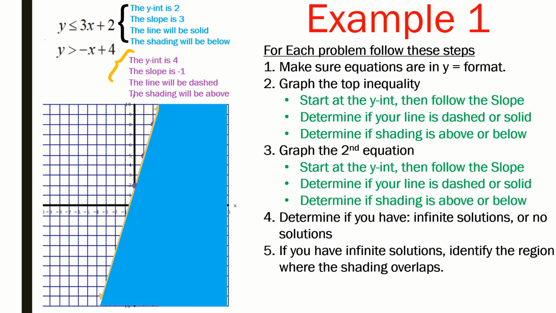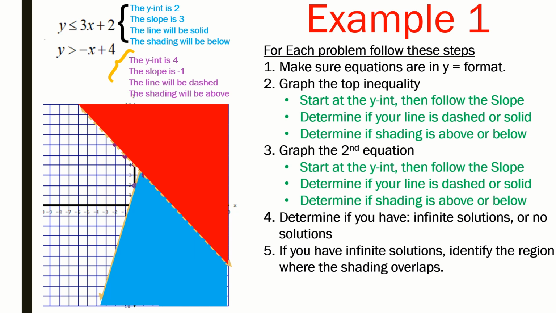You can see that the greater than symbol is not underlined. It's not or equal to. So the line will be dashed. And because it does say y greater than -x plus 4, it's shaded above the line. So let's put our intercept there, purple. Follow the slope, down 1 over 1, down 1 over 1. And let's put our dashed line through it. Beautiful. Now this should be shaded above, so let's shade everything above that line.